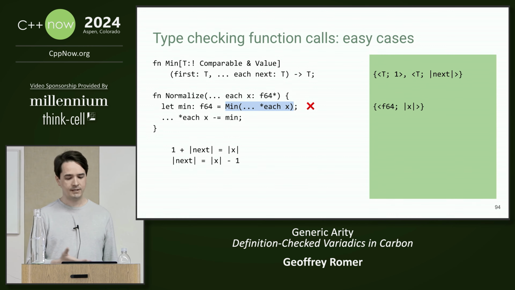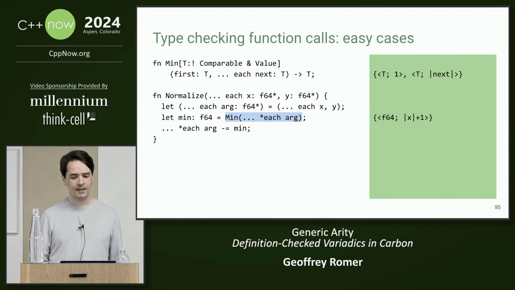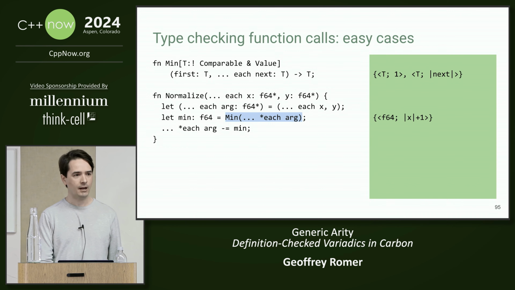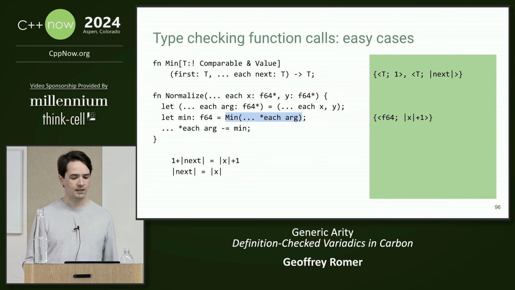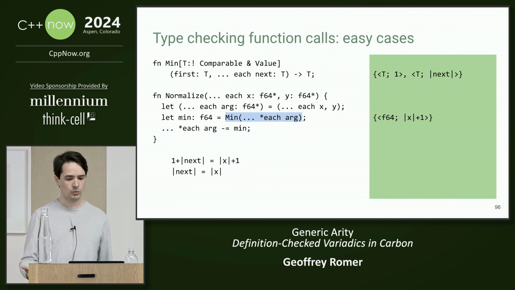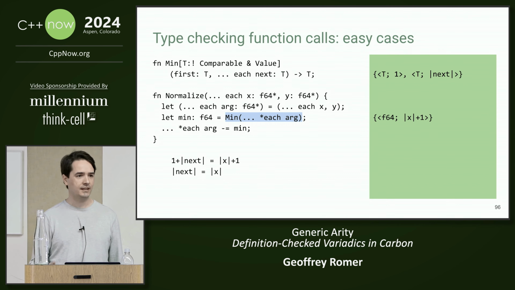So here's a modified version of that example, where we still have only 1 variadic argument segment, but we've built it by concatenating each X with a singular Y, so it's guaranteed to have at least 1 element. So in terms of the segment representation, the arity of the argument segment is arity of X plus 1. So the sum of the argument arities is equal to the sum of parameter arities. So we have 1 plus next equals X plus 1, which we can solve to get arity of next is equal to the arity of X. And there's no subtraction here, so we're good.